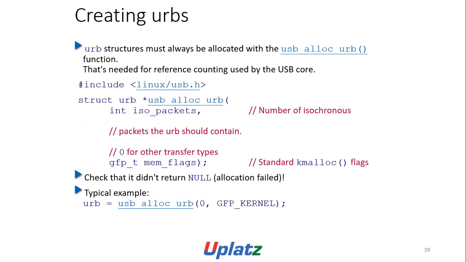A URB structure must always be allocated with the usb_alloc_urb function, which is needed for reference counting used by the USB code. Include linux/usb.h. struct urb *usb_alloc_urb(int iso_packets, gfp_t mem_flags): iso_packets is the number of isochronous packets the URB should contain, equal to 0 for other transfer types. mem_flags is the standard kmalloc class, and check that it does not return null. Typical allocation: usb_alloc_urb(0, GFP_KERNEL).